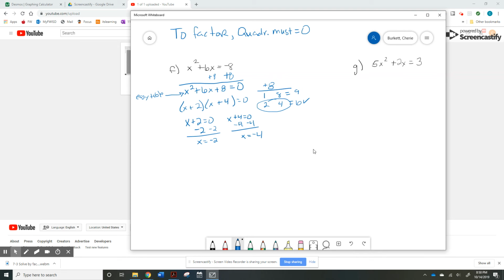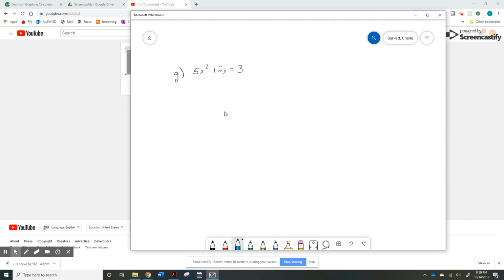Okay, last one over here. We're going to take this one. First thing we have to do is set it equal to 0. How do we make that 3 become a 0? Subtract 3, subtract 3. This becomes 5x squared plus 2x minus 3 is equal to 0. This number right here means it's not an easy table. Check to see if there's a GCF. And 5 is a prime number, 2 is a prime number, 3 is a prime number. So no, those don't share any common factors. So that means that this is the AC method.